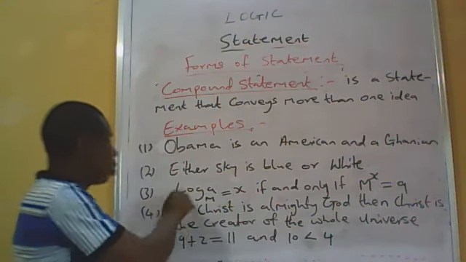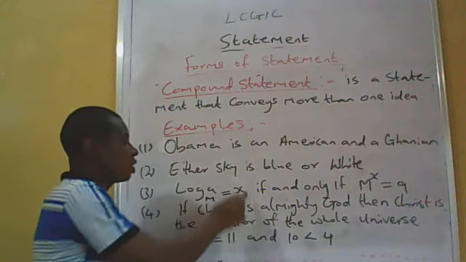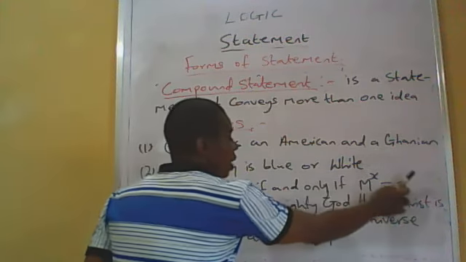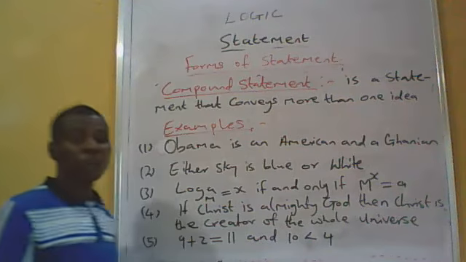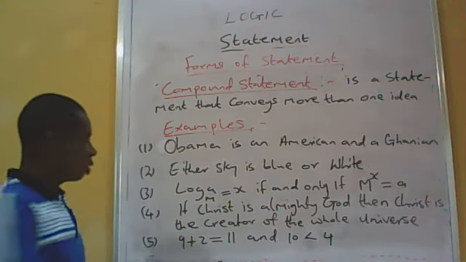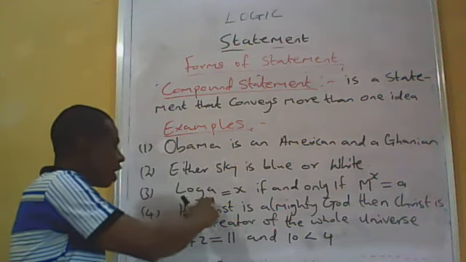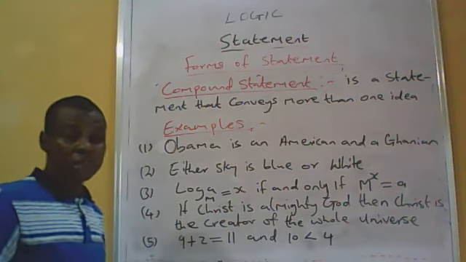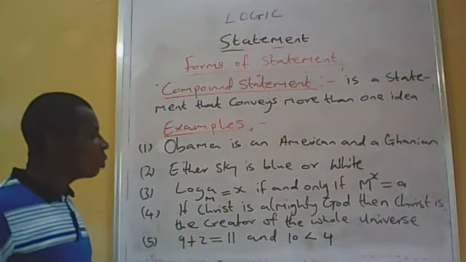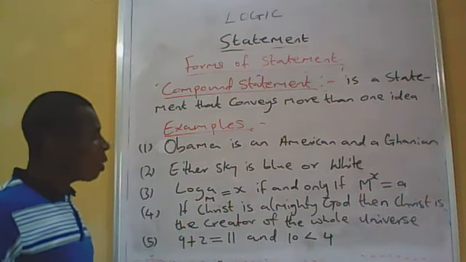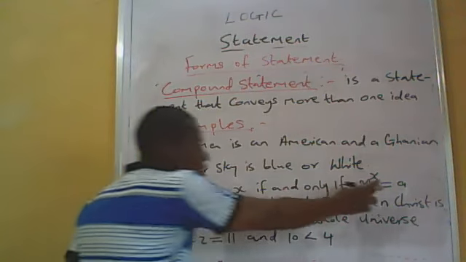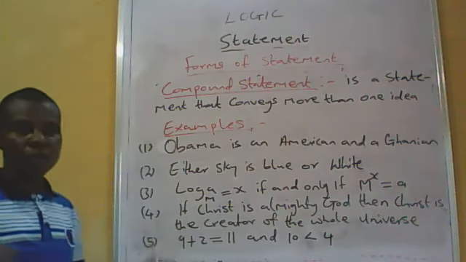Another one is log A base M is equal to X if and only if M power X is equal to A. This also can be judged to be true or false, each of the statements. For example, we can judge log A base M equal to X, whether it is true or false. If and only if, then we can also judge M power X equal to A. So there are two ideas in this statement, and each can be judged to be true or false.